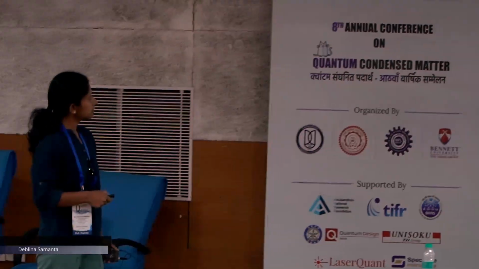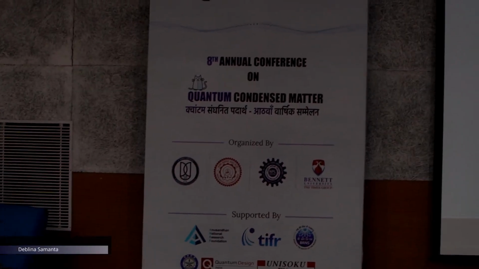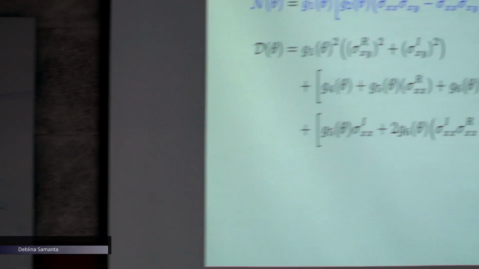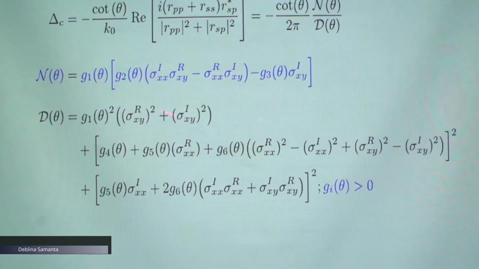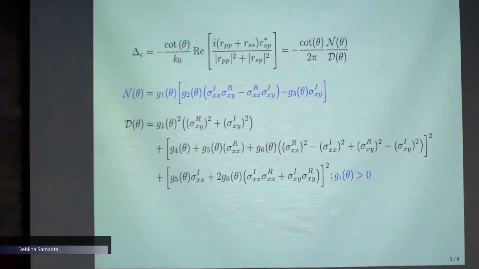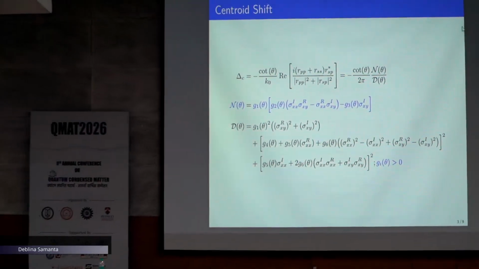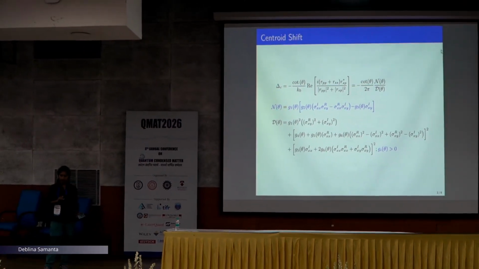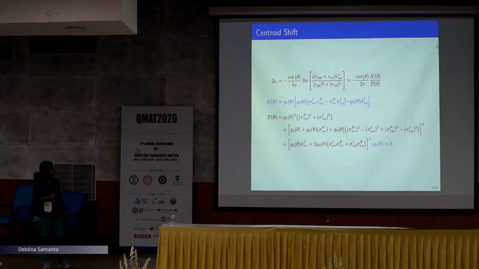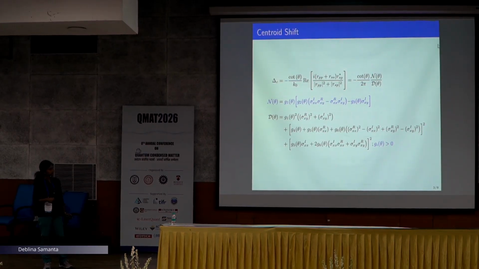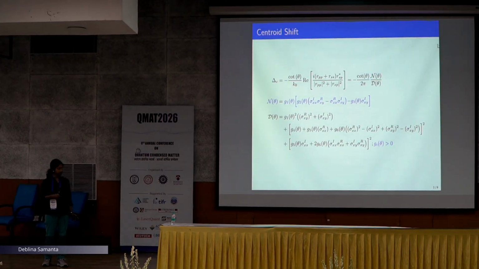Here we have connected our result, the centroid shift, through Fresnel's coefficients, through conductivity. Although this looks very complicated and the denominator is very big, I will show you that the denominator will not reveal the topology, but the numerator, that smaller part, does, and using only that numerator we can distinguish between topological phases.